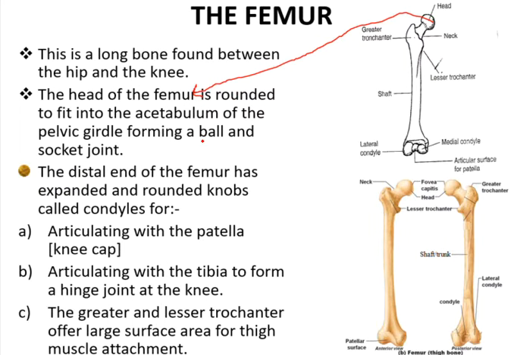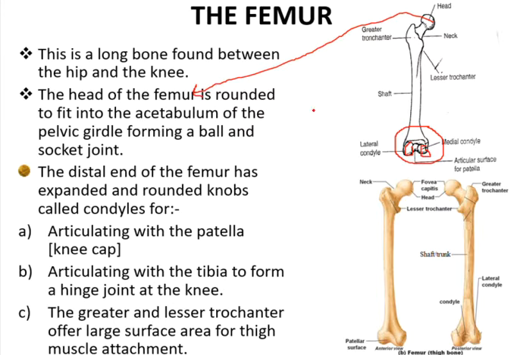Then the distal end of the femur has expanded and rounded knobs called condyles. Distal end, we said, is the lower end. As you can see, it has rounded knobs. These are what we call condyles, for articulating with the patella or the kneecap, and also articulating with the tibia to form a hinge joint at the knee. And the hinge joint, we said, allows movement in one direction or 180 degrees.